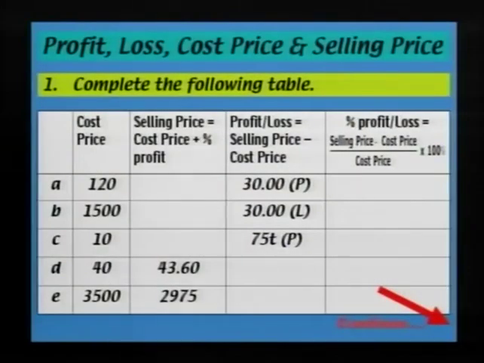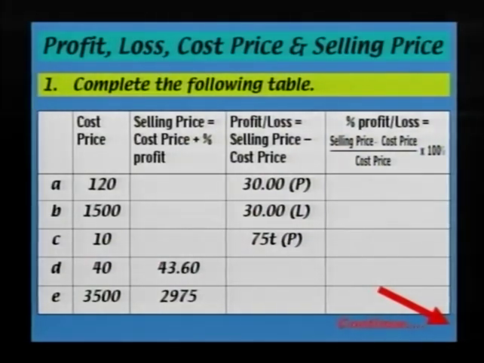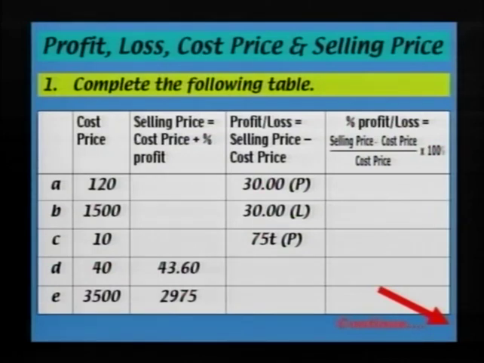For letter A, if the profit is 30 kina, then the selling price will be 150 kina. And the percentage profit is 25%. That's for number 1. Okay, this time we'll start from the back. Livingston, you have to give all the missing numbers, all the missing values.